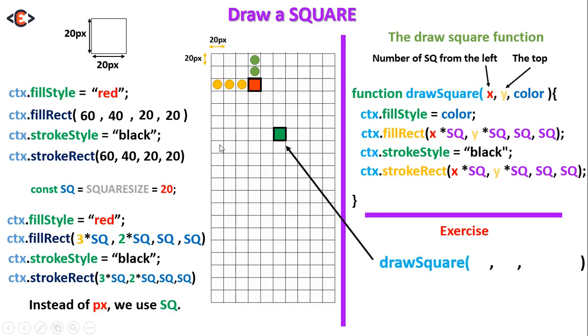We will need to go and count the number of squares from the left. 1, 2, 3, 4, 5. So for X it's 5. Then for the Y we have here 1, 2, 3, 4, 5, 6. So it's 6. The color of the square is green, so here must be green.